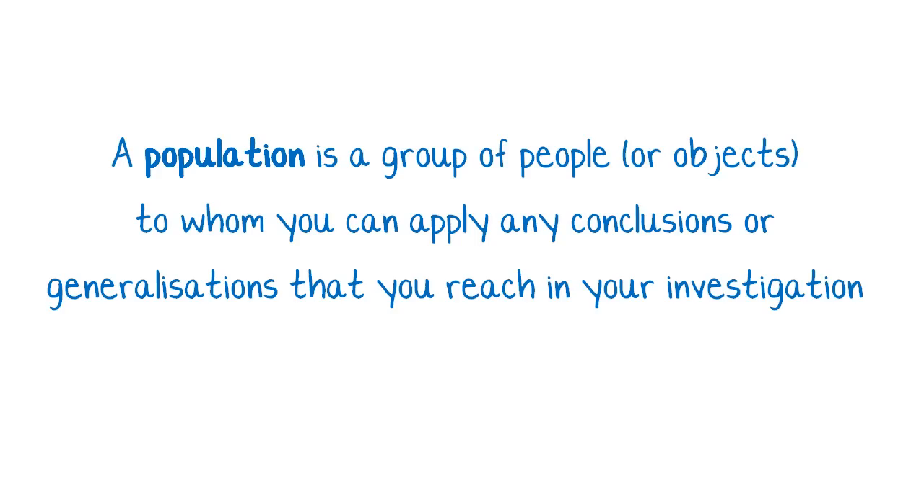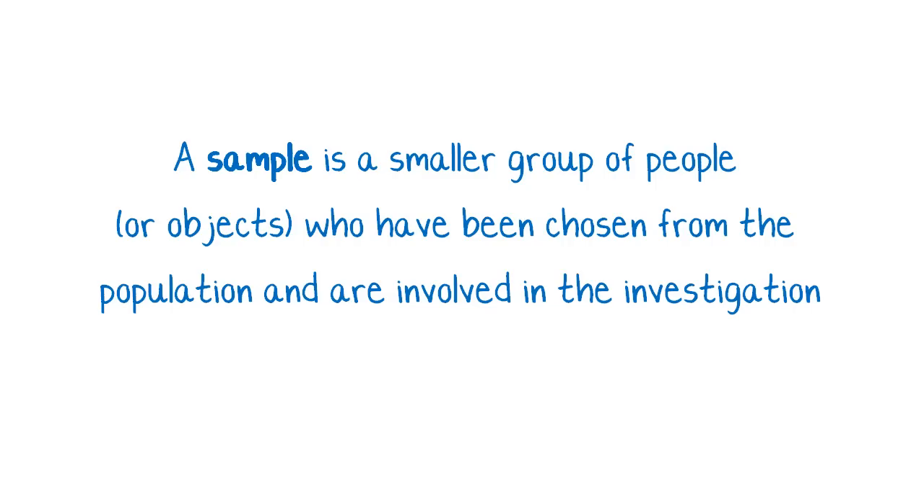So, some quick definitions. A population is a group of people or objects to whom you can apply any conclusions or generalizations that you reach in your investigation. So the population is the whole group, and they're the people that you're going to apply these generalizations that you figure out from a smaller group. A sample is a smaller group of people or objects who have been chosen from the population and are involved in the investigation. So that's the smaller group, and they are from the population that you're trying to make these generalizations about, and those are the ones who you actually investigate. You find out their heights, or you find out how they get to school or something like that.